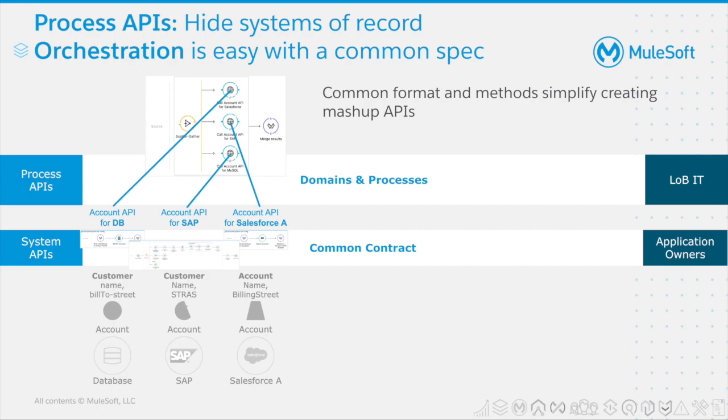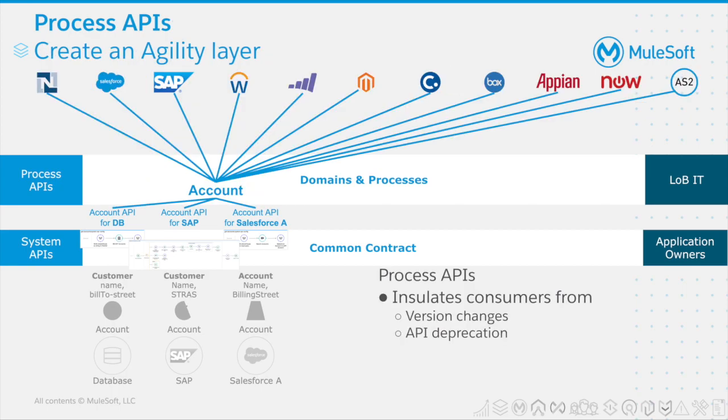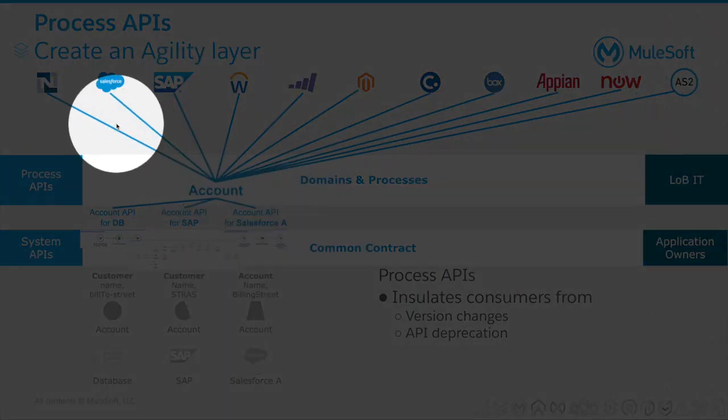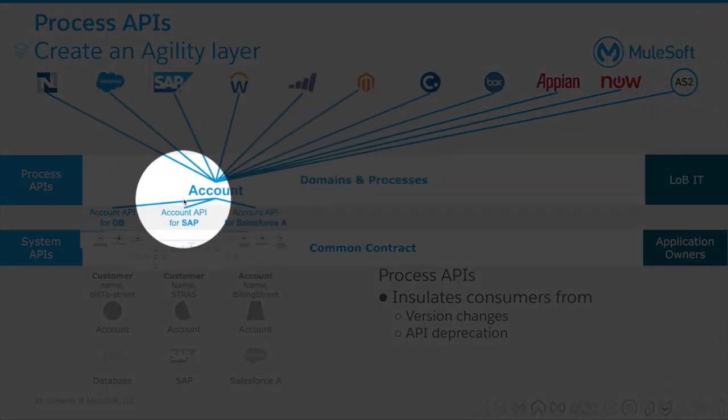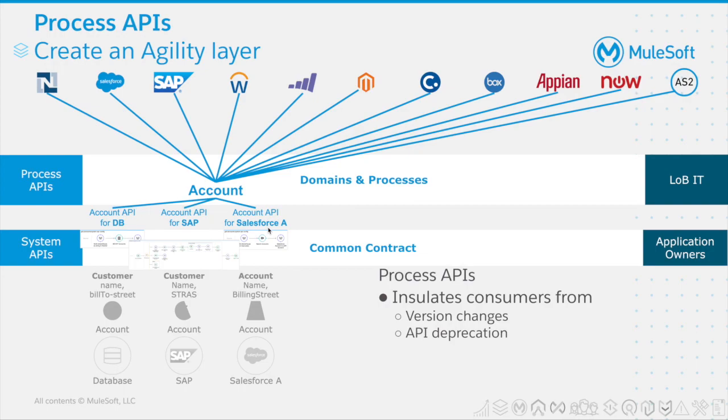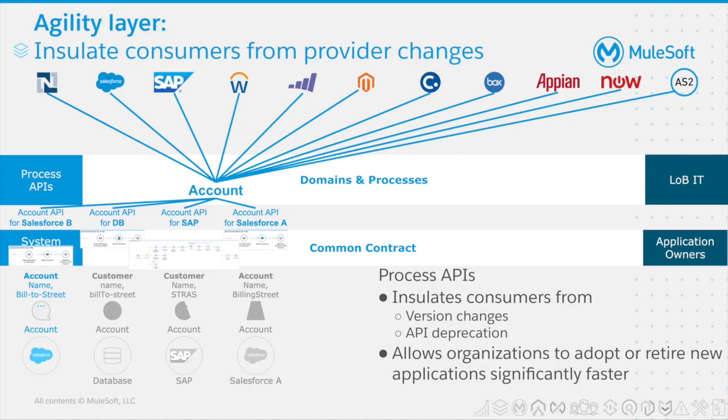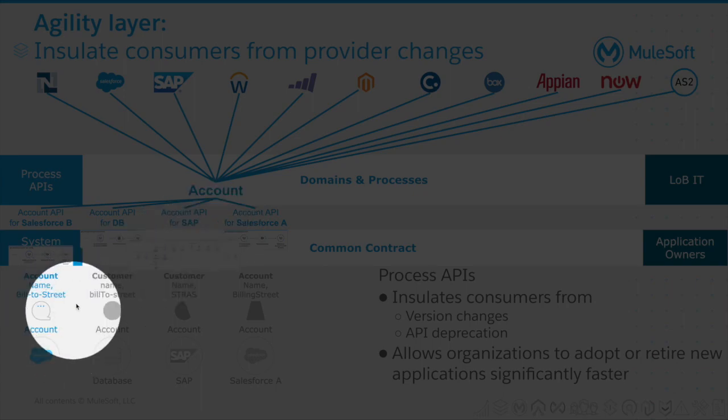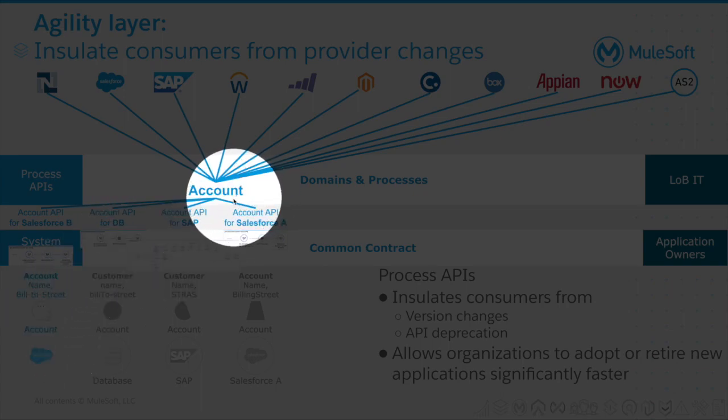They don't have to worry about what systems are providing that information. And so now when we're doing the integrations, we just call the account API. It orchestrates what it means to construct the set of account records within my organization at this time. That allows me to bring in a new application, like maybe another instance of Salesforce, so I can just add that to the account API.